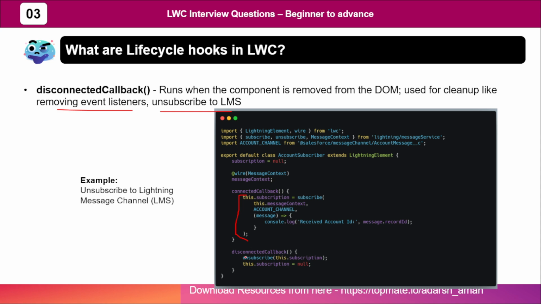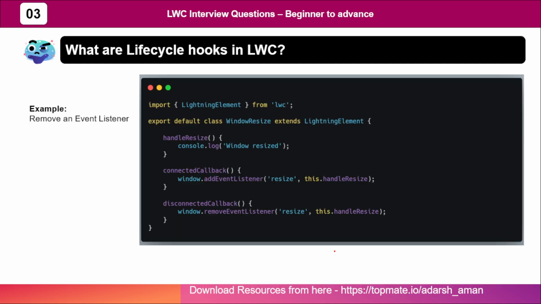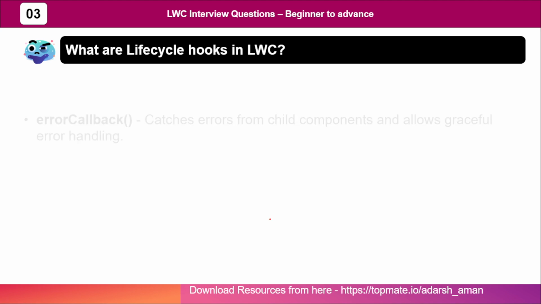So that's why we have to unsubscribe in the disconnected callback, and it is called whenever the component is removed from the DOM. Another use case for the disconnected callback is, let's suppose you are adding an event listener in the connected callback. Whenever the component is removed from the DOM, you don't want the event listener, so you have to remove it, and that logic you can write in the disconnected callback. Let's move on to the next one.